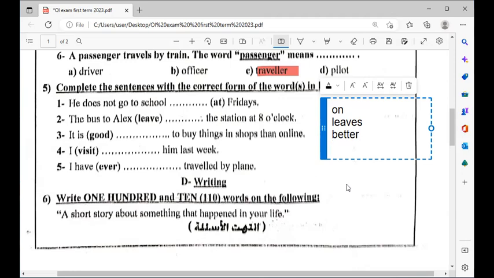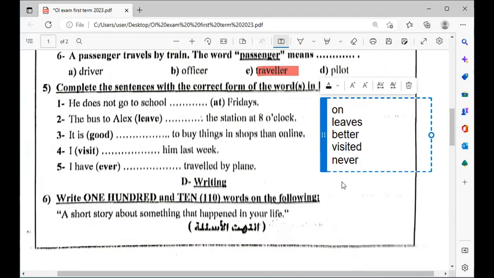I visited him last week. Last week is one of the key words of the past simple. So it's very easy: visited. As you see, the exam was very easy. It was just a piece of cake for the students of our sons abroad in Saudi Arabia. Have you ever traveled by plane? I have never.